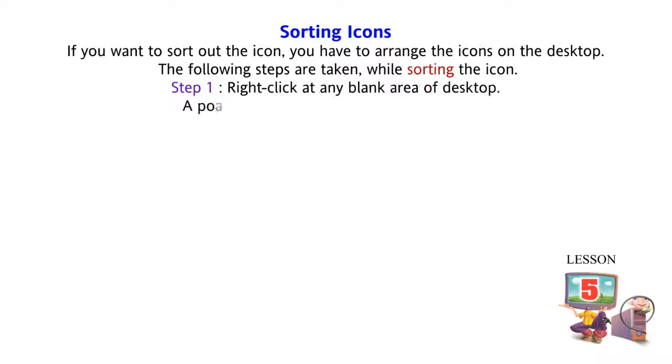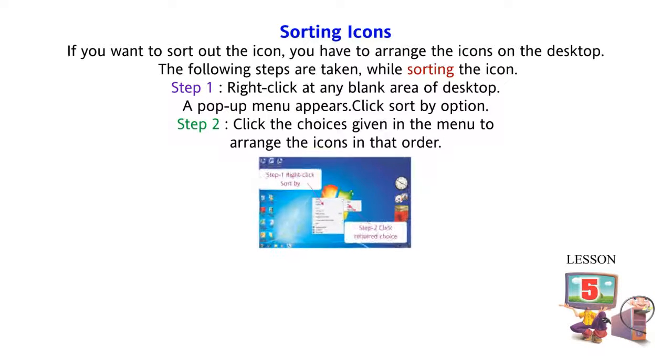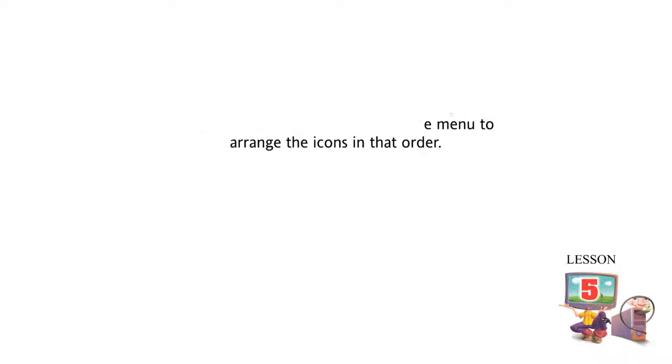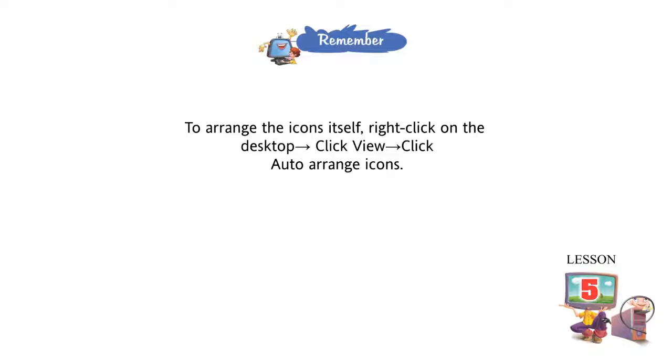Sorting icons. If you want to sort out the icons, you have to arrange the icons on the desktop. The following steps are taken while sorting the icons. Step 1. Right-click at any blank area of desktop. A pop-up menu appears. Click Sort by option. Step 2. Click the choices given in the menu to arrange the icons in that order. Remember, to arrange the icons itself, right-click on the desktop. Click View. Click Auto Arrange Icons.